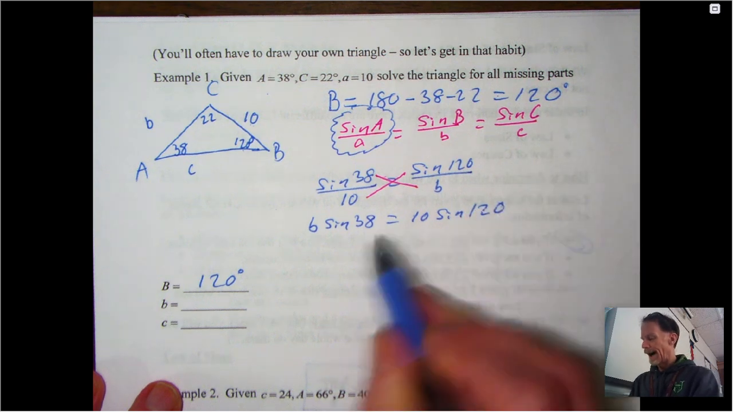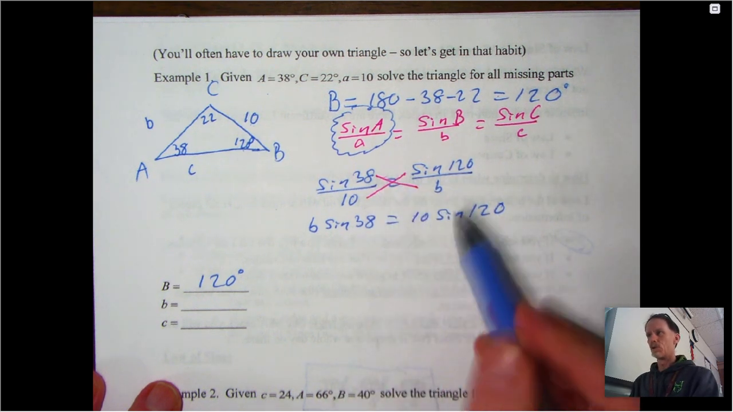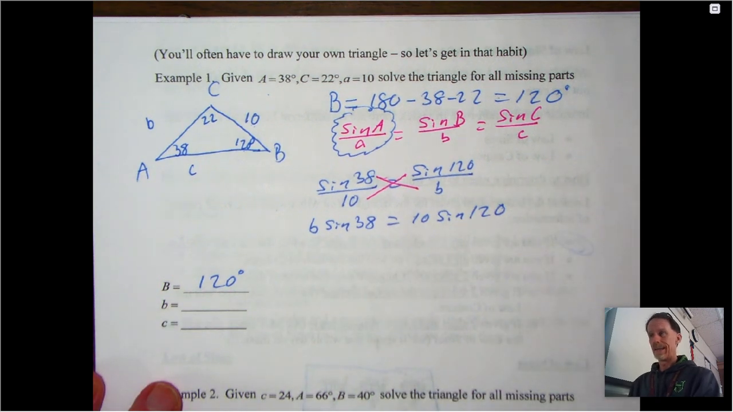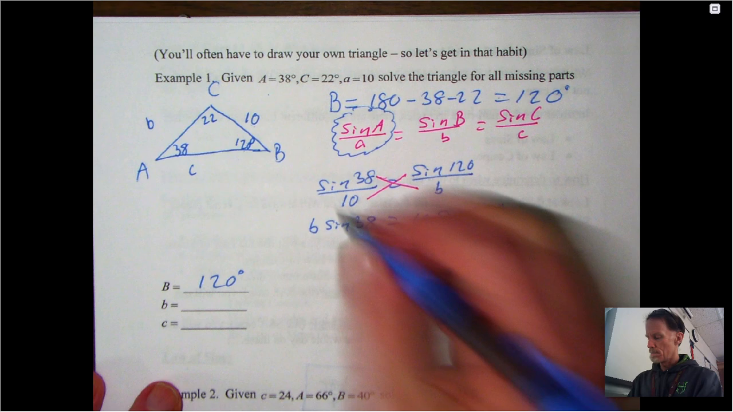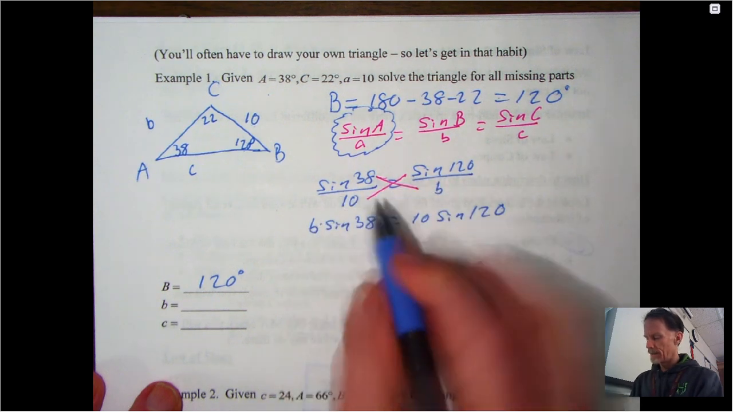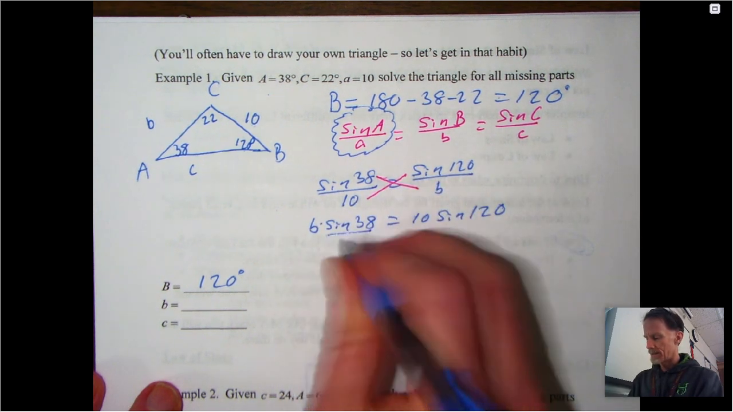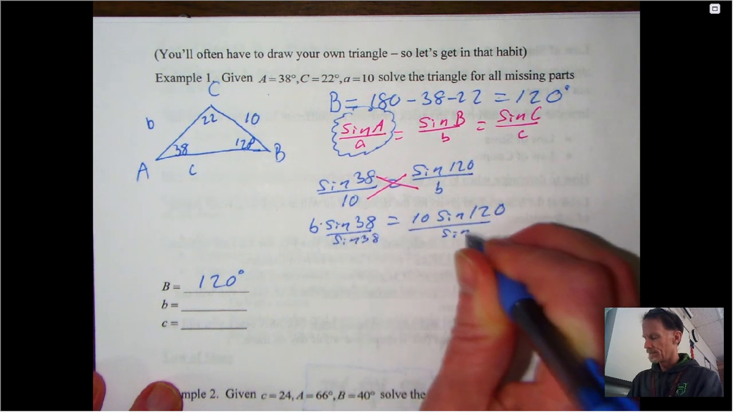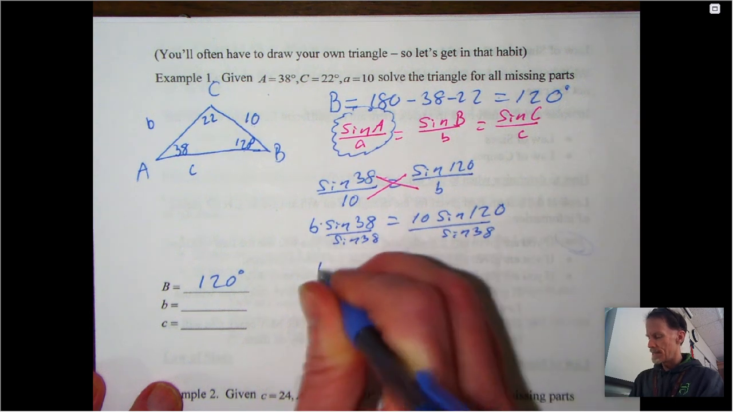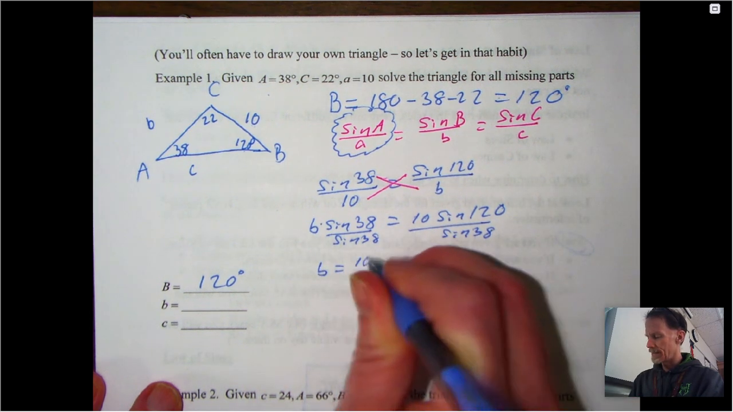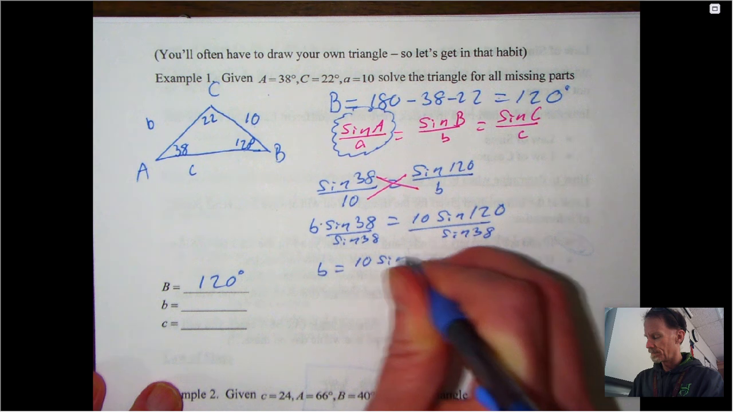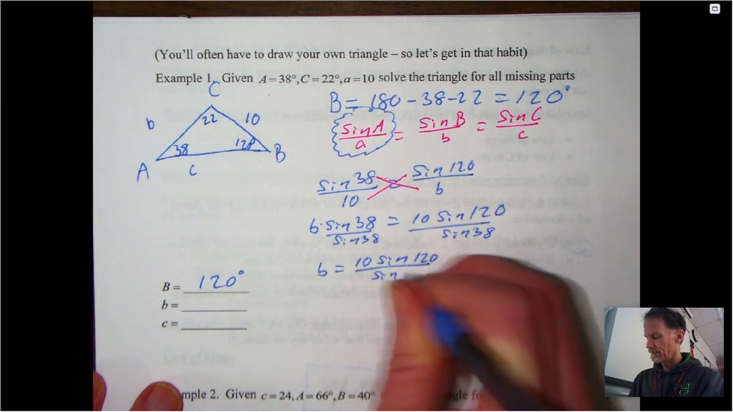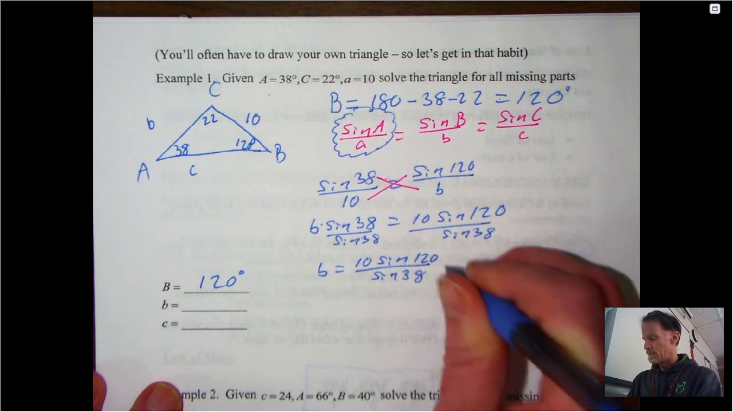Now you'll notice too, I'm not figuring out what these individual values are because I don't care. I'm going to let the calculator do all the work at the end at one time. Okay, but remember, I do want to get B by itself, so I need to divide both sides by sine 38. So B is going to be equal to 10 sine 120 over sine 38. And then you put that in your calculator.